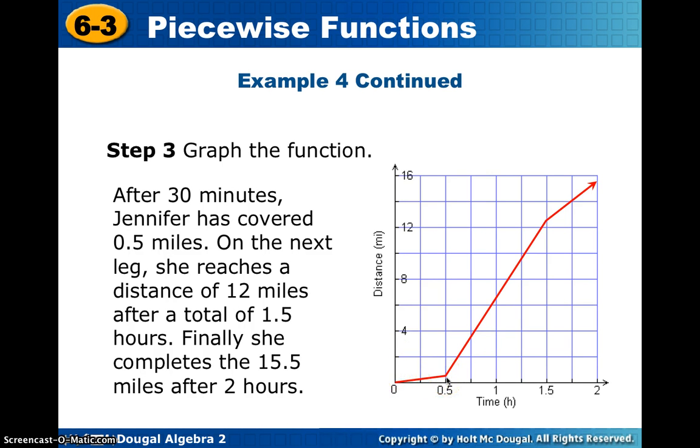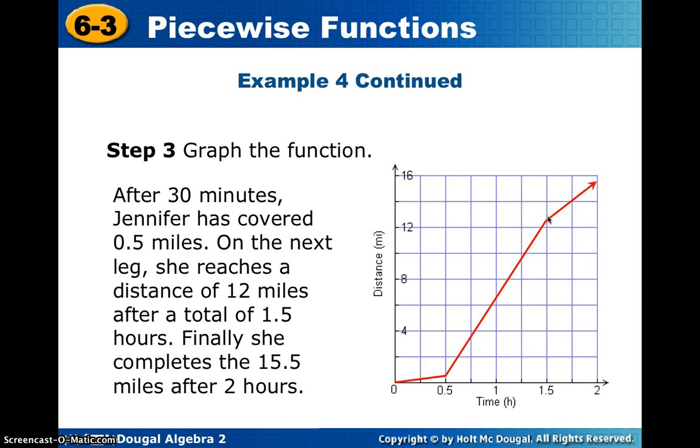And then during a full hour from 0.5 to 1.5, she goes a distance of 12 miles. So it needs to go all the way up by 12 plus what she had already done. So it goes up 12. And then for the last part, from 1.5 to 2, she completes the race there at the end.